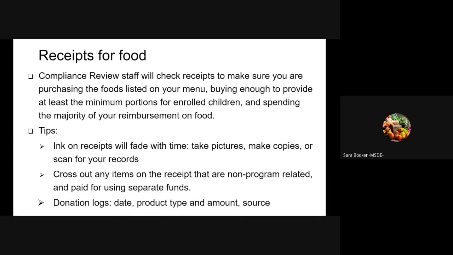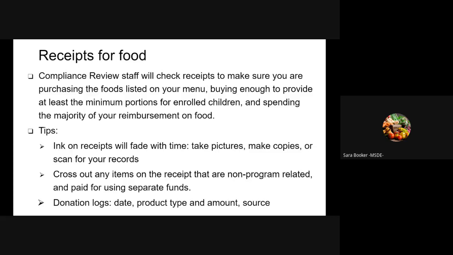Here are some tips. Ink on receipts tends to fade over time. We highly recommend that you take pictures, make copies, or scan your receipts so that you can keep that copy for your records. You can cross out any item on the receipt that isn't program related and paid for using separate funds. We understand that you don't need to make two separate trips or always separate everything into multiple orders. So simply cross out something that might be classroom instruction related so that it's clear you didn't use CACFP dollars towards those purchases.